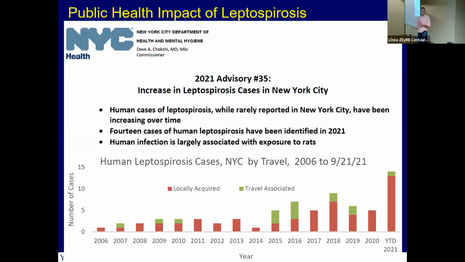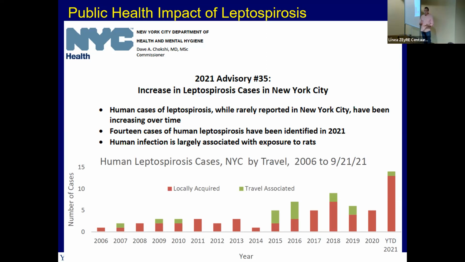And this is, in 2021, they did a report for the New York City Health and Mental Hygiene Department. They released it in October 2021, so I'll give you the final numbers. They released a special report for doctors and professionals in the city, because the average number of leptospirosis cases in New York City is about 3 to 4 per year for the past 15 years. In 2021, in September, October, when they did this, they already had 14. And the year ended with 17 cases of leptospirosis.